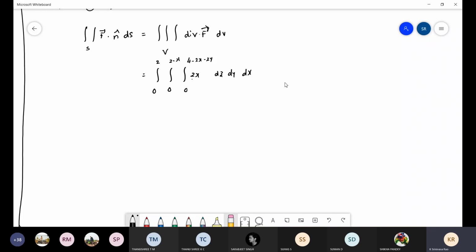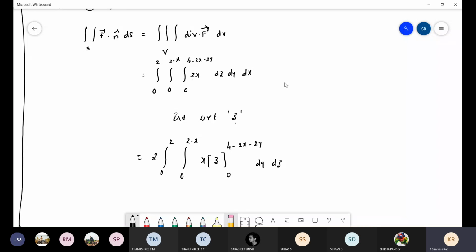Integrate with respect to z. There is no use keeping 2 here, so I will write 2 outside. The integration is from 0 to 2, then 0 to 2 minus x, and with respect to z. I keep x as it is and only integrate z, so for z I substitute the limits 0 to 4 minus 2x minus 2y.